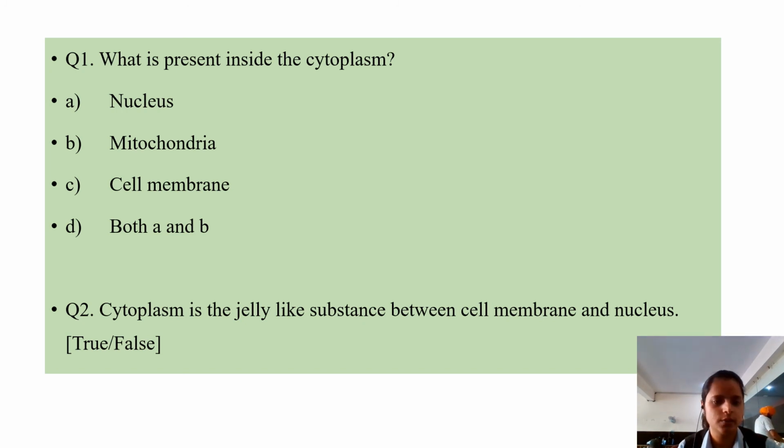Okay, so here is a question for you. What is present inside the cytoplasm? Options are A nucleus, B mitochondria, C cell membrane, D both A and B. Yes, the right answer is both A and B, nucleus and mitochondria. The next question is, cytoplasm is a jelly-like substance between cell membrane and nucleus. Is it true or false? Yes, you are right, it is true.